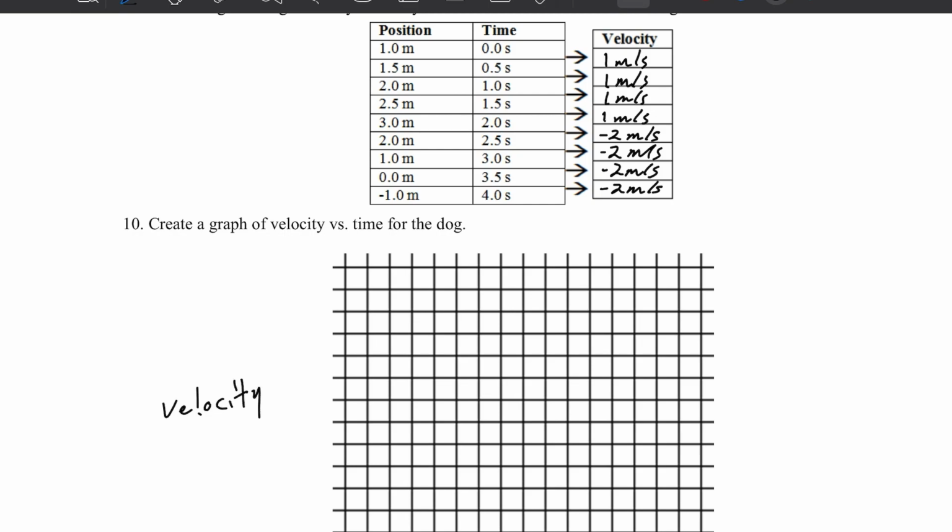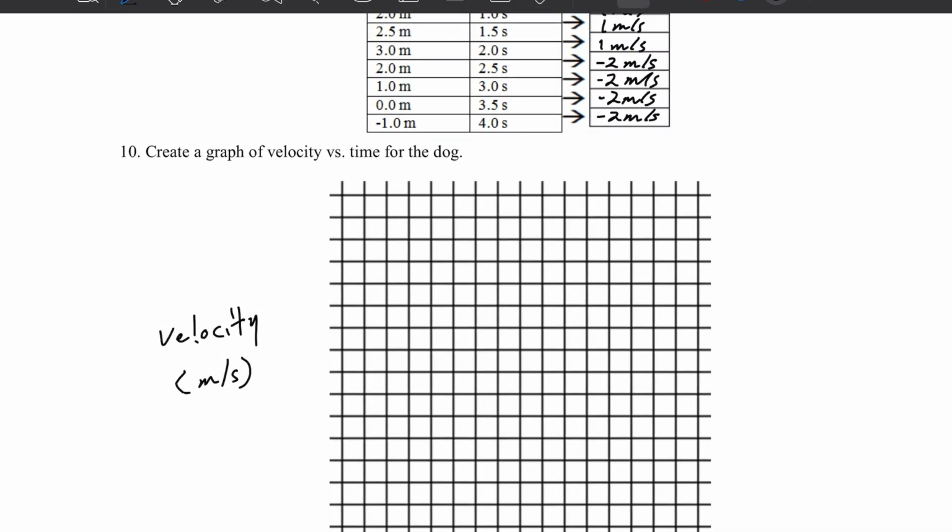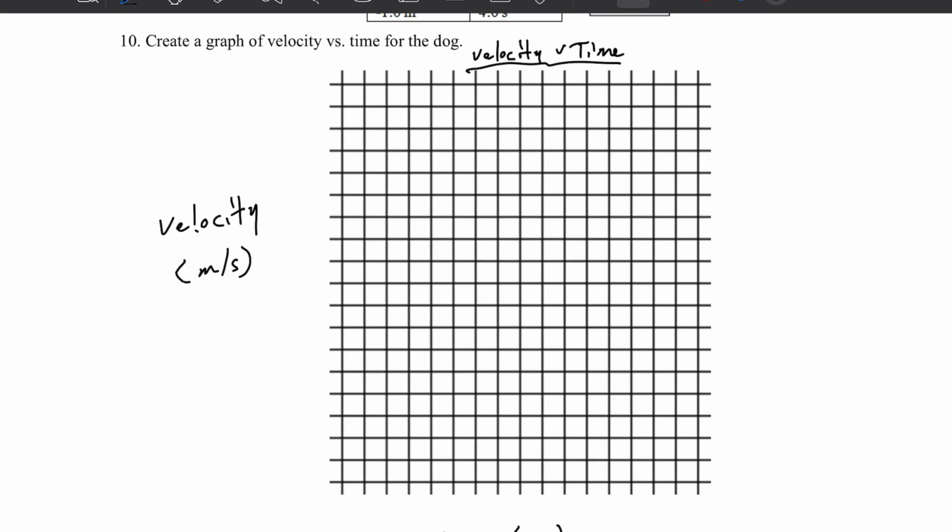Create a graph of the velocity versus time. So this is velocity in meters per second on the vertical axis, time in seconds on the horizontal axis, and then our title would be velocity versus time. If you're doing graphs for the same data sets, going from position to velocity to whatever, try to make your horizontal axis the same scale so that you can kind of just overlay it and be able to see the differences between the graphs. Vertically, it's going to be different because the values are different, but horizontally, it'd be the same time scale.